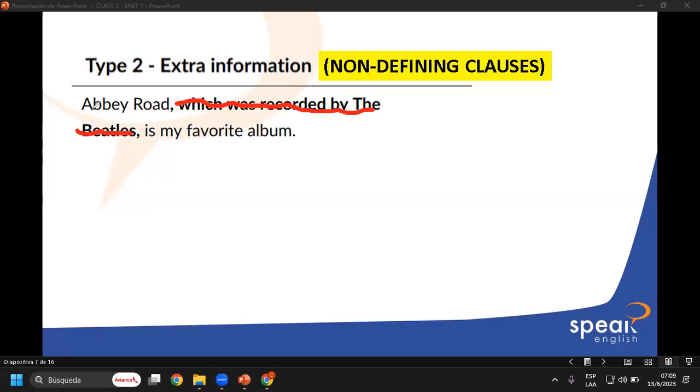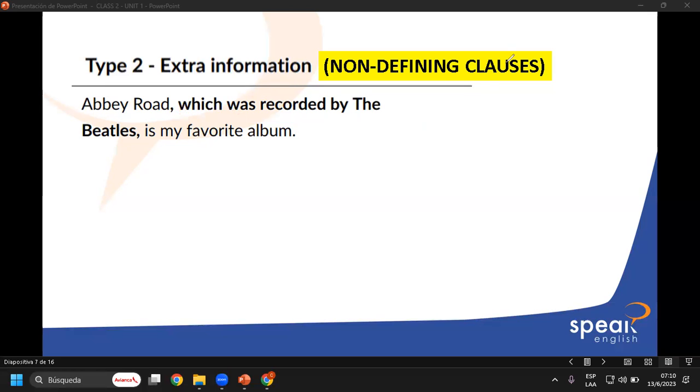I mean, si yo les digo esta oración, ¿me entenderían? ¿Sí o no? Yes. So in this type of relative clauses, la que está unida por el which, this clause is just extra information. It's just additional information to be a little bit more specific, but that information is not essential. We can easily omit it, and it's not going to change the meaning of the sentence.